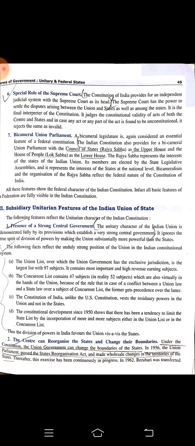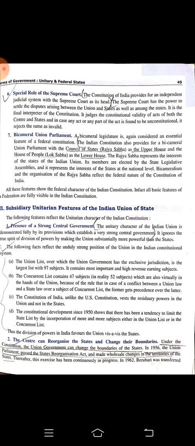Then, bicameral union parliament. As you know, our parliament is having two houses. One is the Lok Sabha, another is the Rajya Sabha, right? So that's why they're calling it bicameral. From day one, I'm trying to explain bicameral to you. Bicameral means two. Bi means two. Cameral here means house. Two houses are there in the parliament.